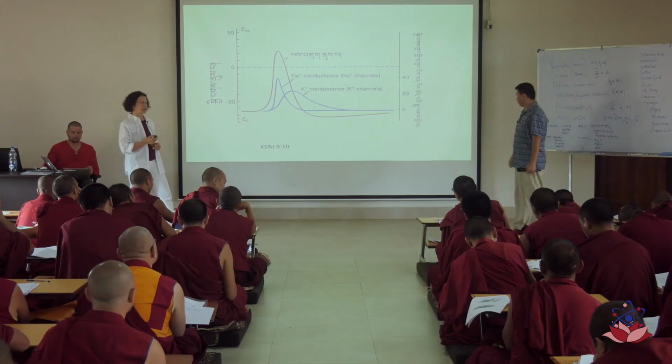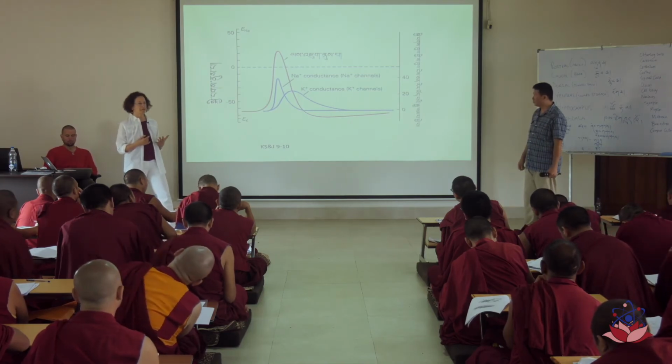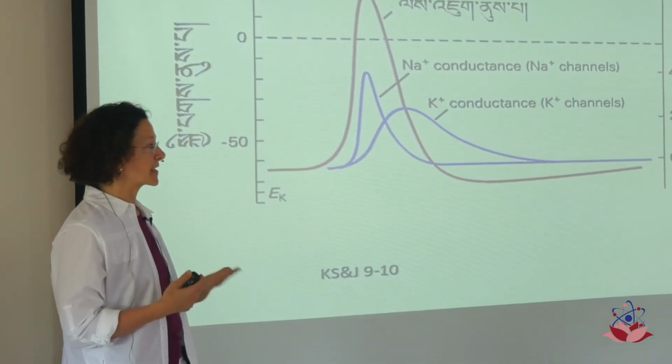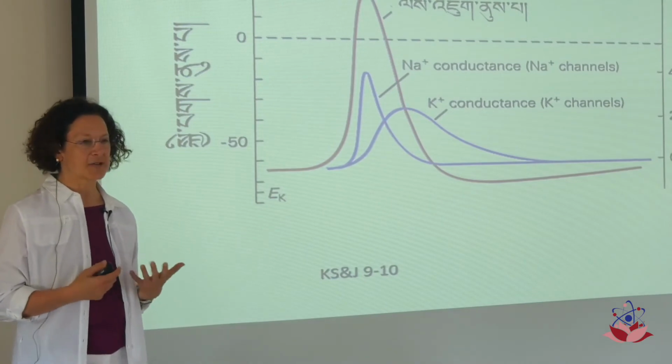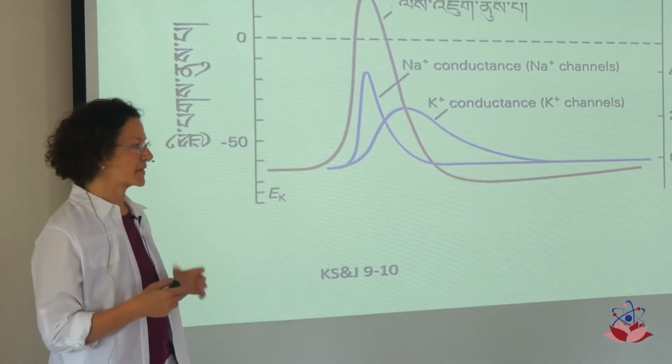And so what we're going to explain now is what happens when the neuron is not at rest, what happens when there is an action potential or when the neuron fires.